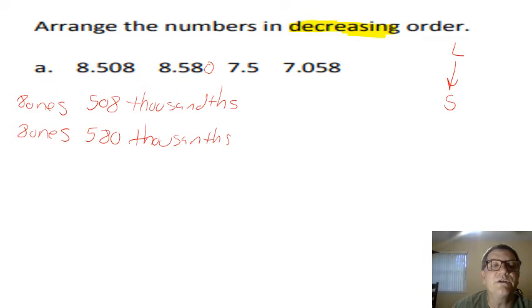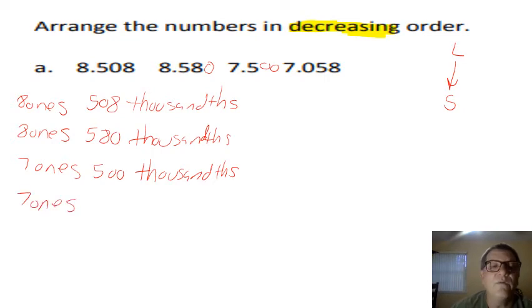Now the next one says 7 ones. And once again, I want to do these in thousandths. So I have to put 2 zeros on here, and it becomes 500 thousandths. I forgot a D on that one. And our last one is already in thousandths, so we can go 7 ones, 58 thousandths.